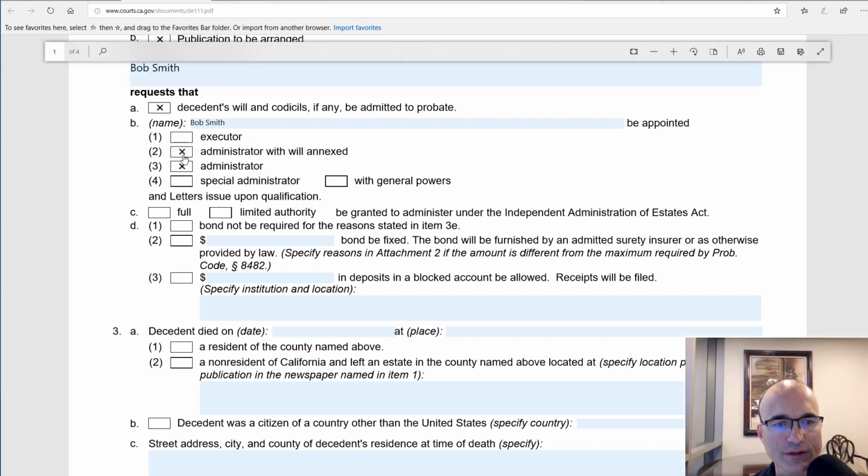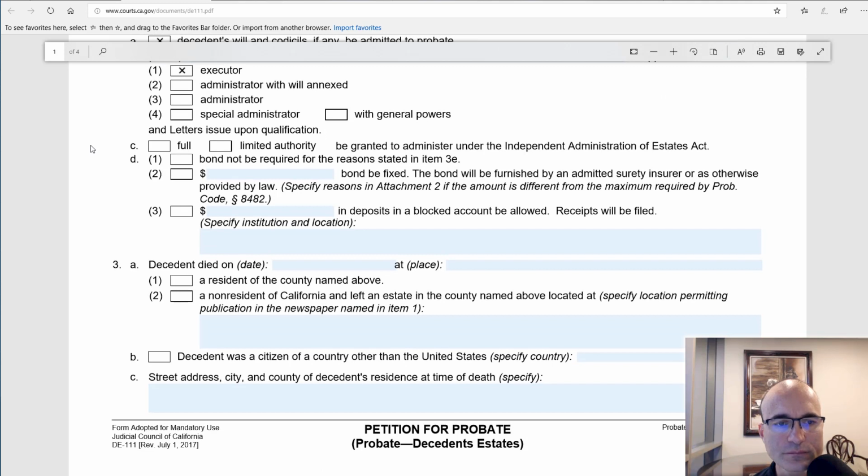And then an administrator just means that there is no will. So if there's no will, it's just an intestate estate, you're going to be an administrator. Here we have an executor. Special administrator, again, is for emergency powers, so we're not going to do that.